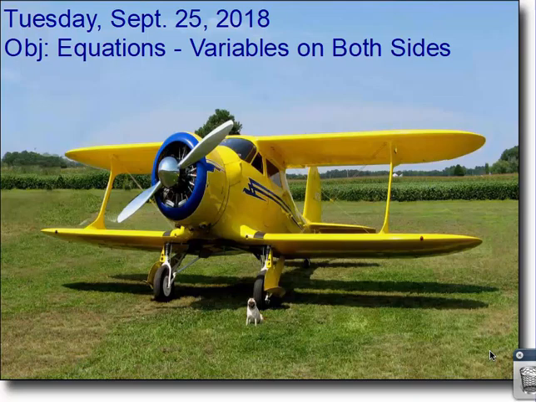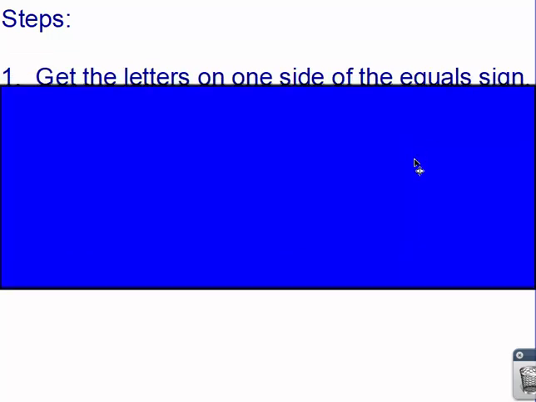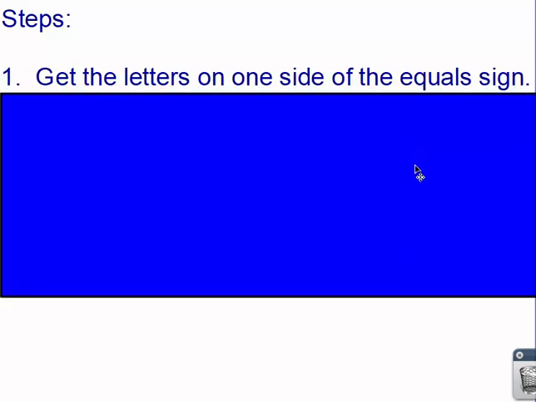Hello class. Today we're going to take equations to the next level. We're going to have variables on both sides. So there are three steps that we follow whenever we solve equations with variables on both sides. And the first step is to get the letters on one side of the equal sign.